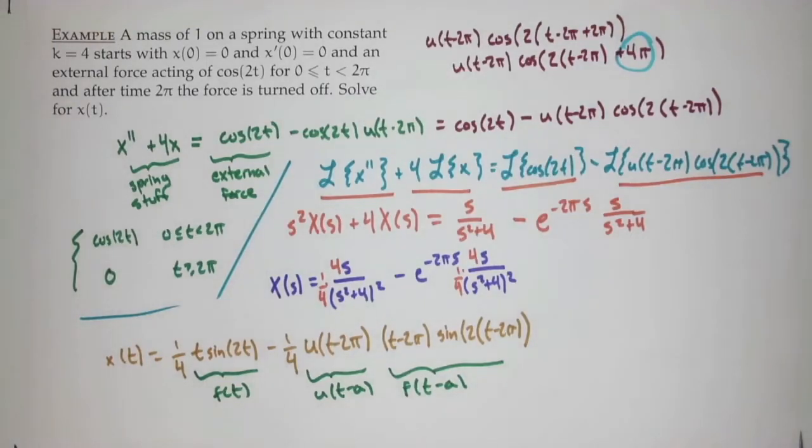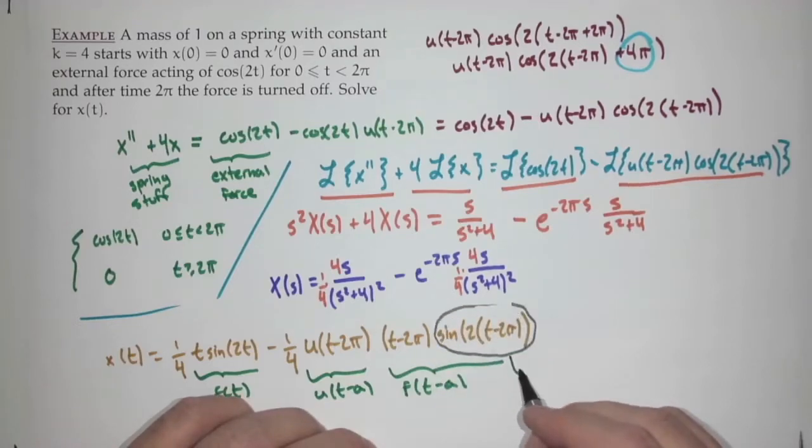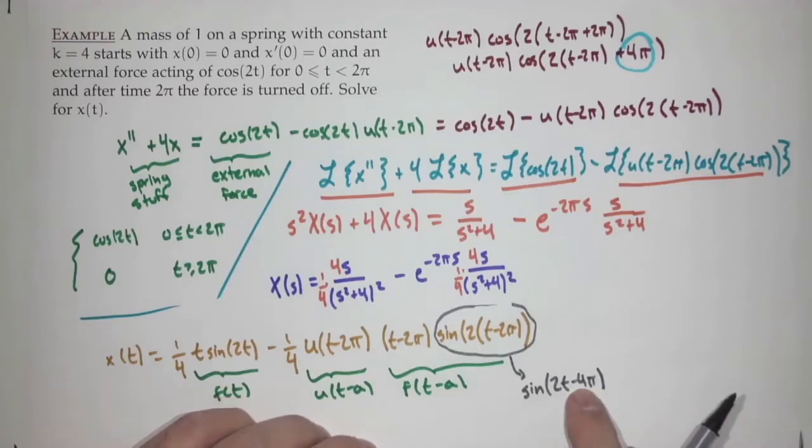But let's clean it up a little bit. A couple of things that we can do. This part right here, let's just make some notes. This is the same as sine of 2t minus 4 pi. And as we've said many times today, this 4 pi has what effect? None. Yeah.